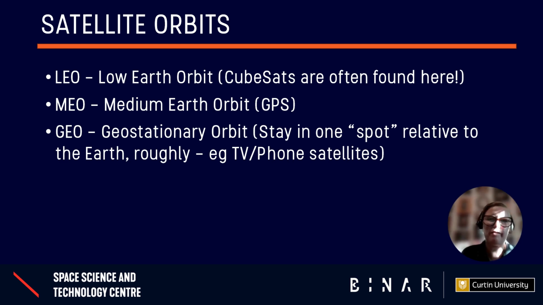Medium Earth orbit, or MEO satellites, are located between low Earth and geostationary orbits, typically at an altitude of about 5,000 to 20,000 kilometers. Positioning and navigation services like GPS extensively use MEO satellites.